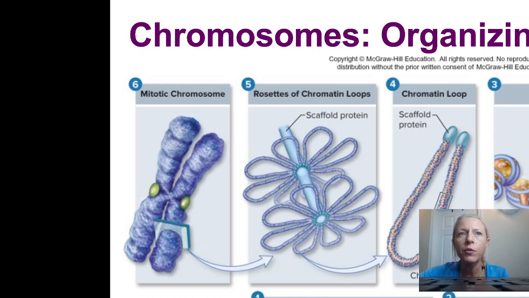Okay, so what happens with chromosomes? So when your DNA is in your cell, in the nucleus, it's just hanging out. It's just chilling. It's relaxed. It's unwound. Okay, then it's going to get wound up around these little histone proteins that are then going to form these little solenoid coils that are then going to turn into these chromatin loops, which are then going to turn into these little rosettes around a scaffold protein, and eventually they will condense to become a mitotic chromosome, which is sort of what we picture a regular chromosome to be.